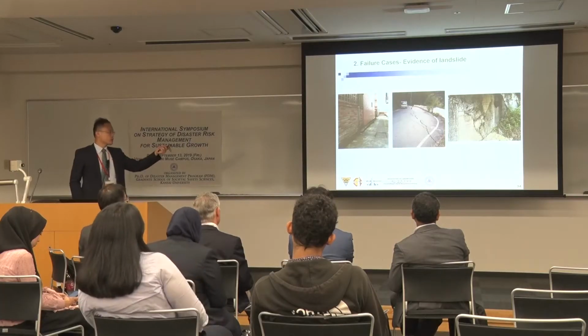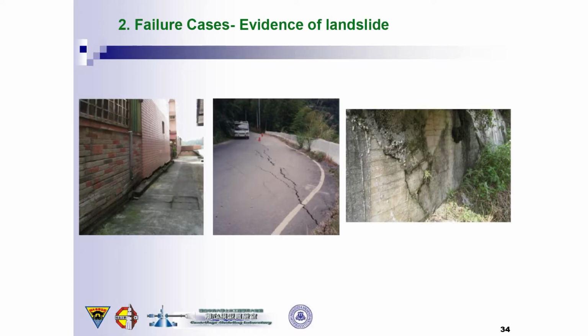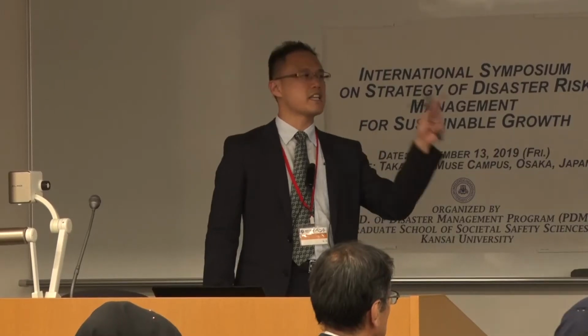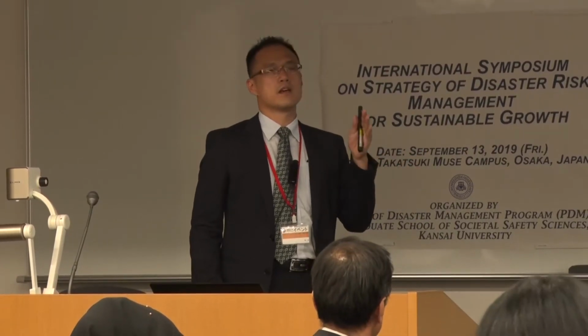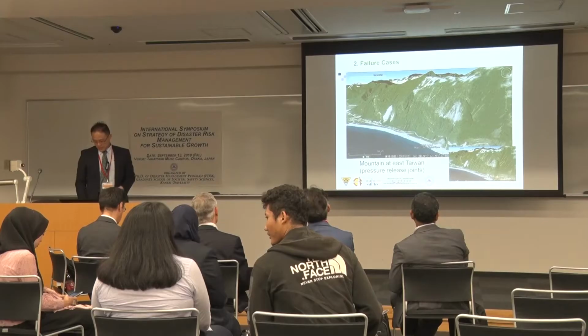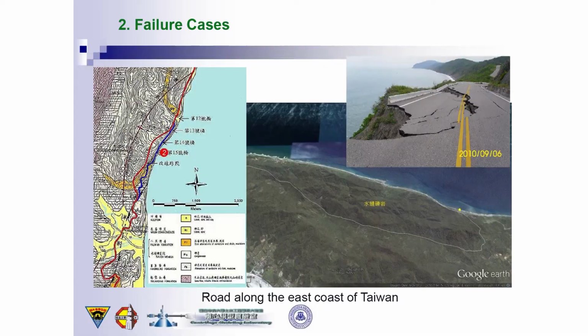This is also something we can find in the mountain area: on the road we have a lot of cracks, and a gap between the foundation and the house. What we can see from this, actually, is a lot of release joints. There's only one road in the east of Taiwan, but it is always blocked by rockfall. And that's the reason why we have to build a new road.